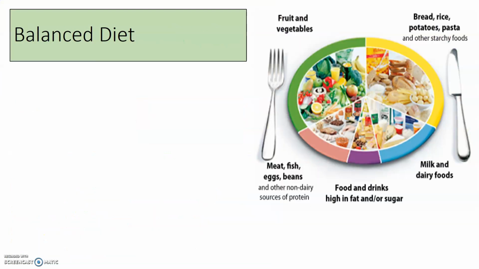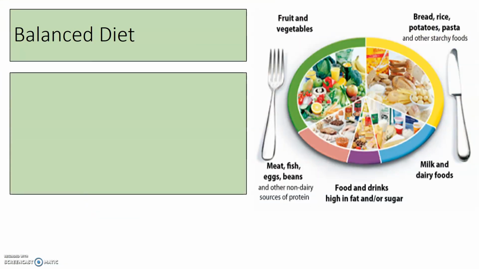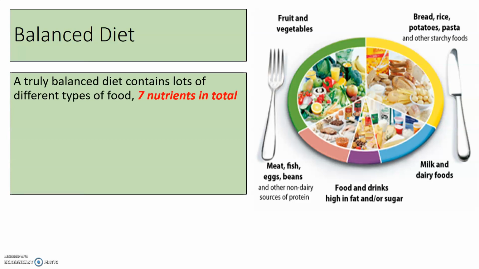So first and foremost, let's look at a balanced diet. When we talk about a balanced diet in GCSE PE, we're thinking about 7 specific nutrients that we need to know about in total, that come from different types of food. You can see on the right hand side the Eat Well plate, from the government guidelines, and they break a balanced diet down into 5 sections, but for the GCSE syllabus we need to know about 7 nutrients in particular.